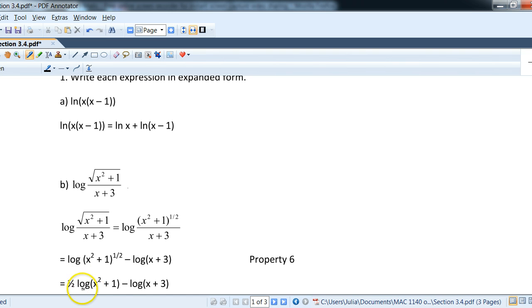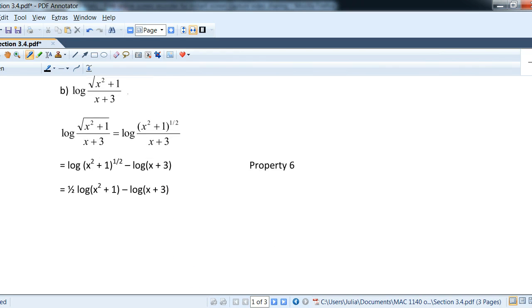We have 1/2 times log of x squared plus 1 minus log of x plus 3. Now note, there is still an exponent of x squared that's left, but because of the sum, we cannot actually break it up any further. So be careful not to go further than necessary. This actually would be the final answer.